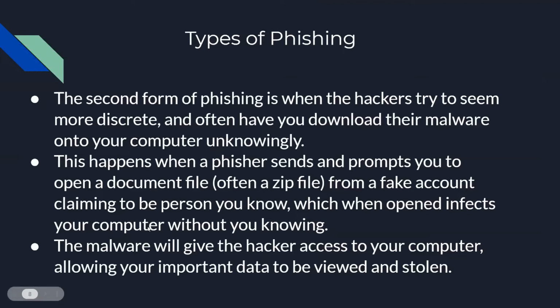And then the second form of phishing is when the hackers try to seem more discreet and often have you download their malware onto your computer unknowingly. This happens when the phisher sends and prompts you to open a document file, often a zip file from a fake account, claiming to be a person you know, which when opened infects your computer without you knowing. And the malware will give the hacker access to your computer, allowing your important data to be stolen or viewed.